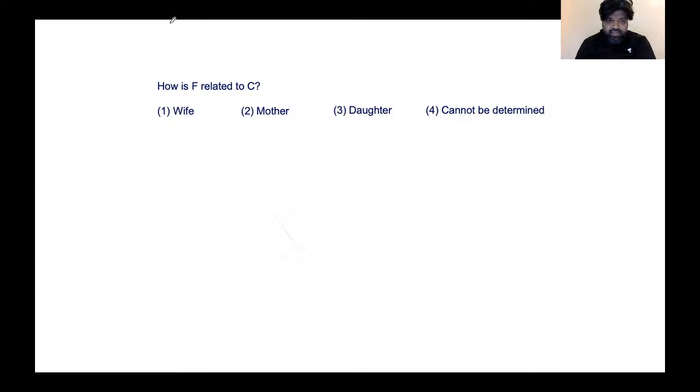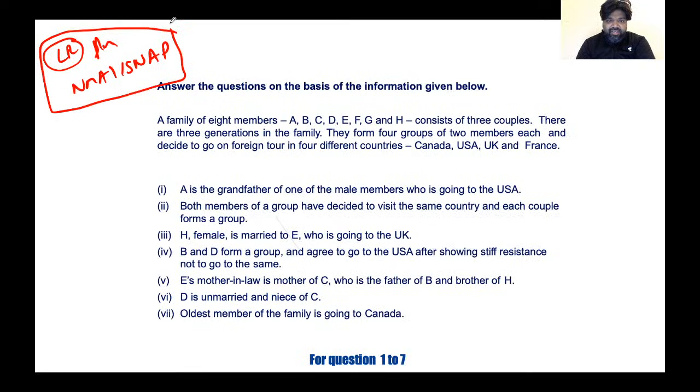These are the questions. How is F related to C? How many male members are there in the family? Which of the following groups goes to UK? How is D related to E? How many children does A have? My suggestion to you will be to form the family tree first. Take your time, guys.